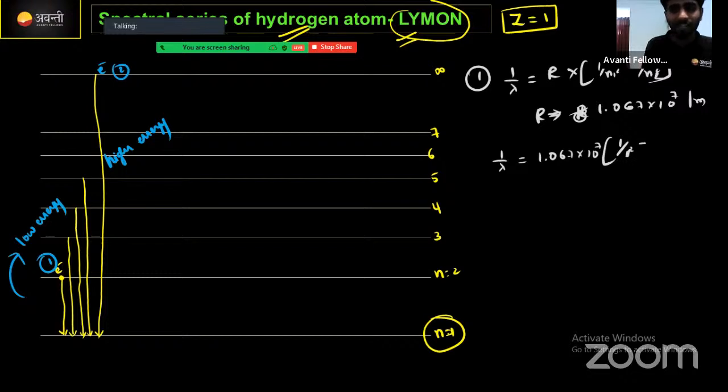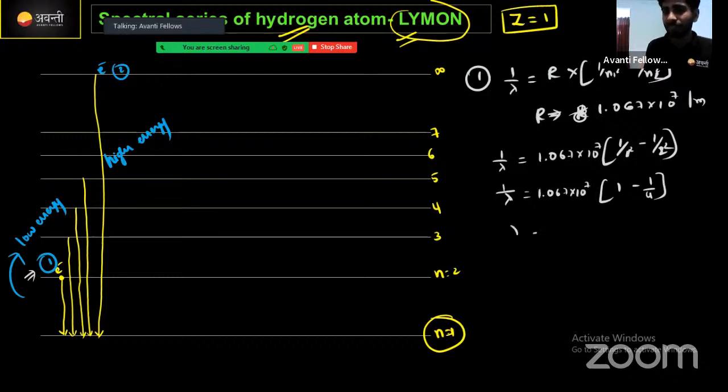First state, okay, which state is it coming from? N2 square means from which state it is coming, actually. N2 means here from 2. First one, I'm calculating this one. Here 1 by 1 square is nothing but 1 minus 1 by 2 square. It will become 1 by 4. Correct now? And 1 by lambda will be equal to 1.067 into 10 to the power of 7.